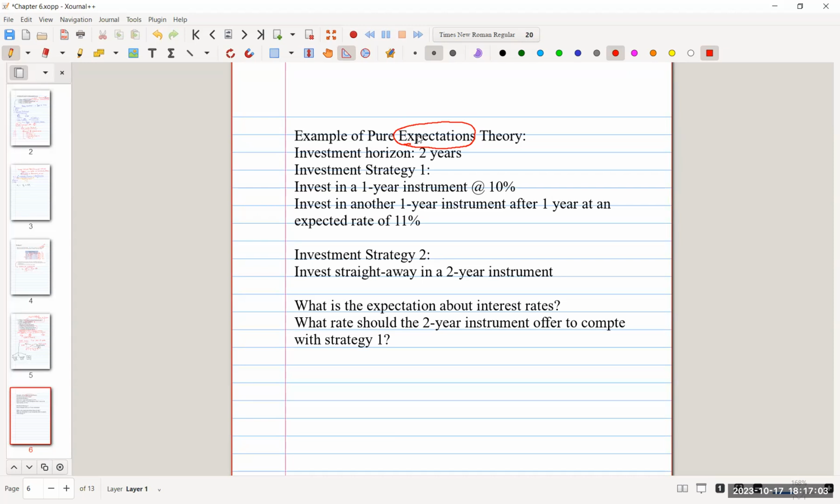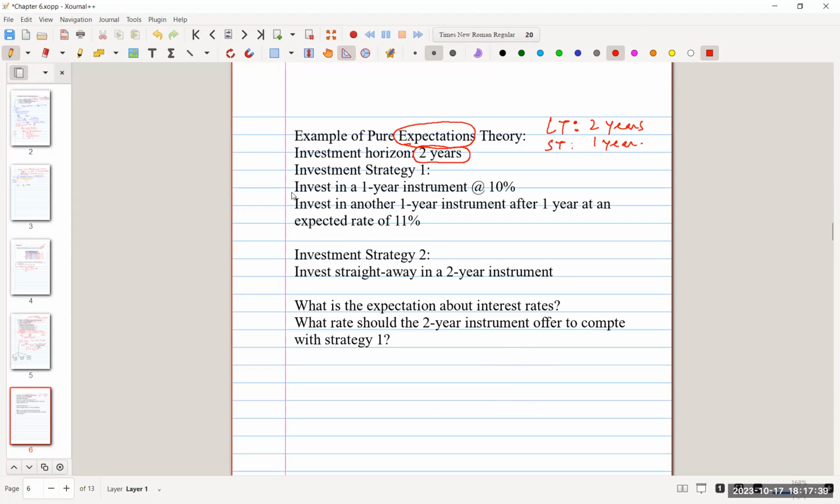To understand the pure expectations theory, I've constructed a very simple example here. First of all, within the construct of this example, we will define long term as 2 years. Though by any stretch of imagination, 2 years is not long enough to be called long term. And short term, we will call it 1 year. So with this kind of a framework, let's see two investment strategies here. There is some investor who wants to invest their money for a period of 2 years. Investment horizon is 2 years.